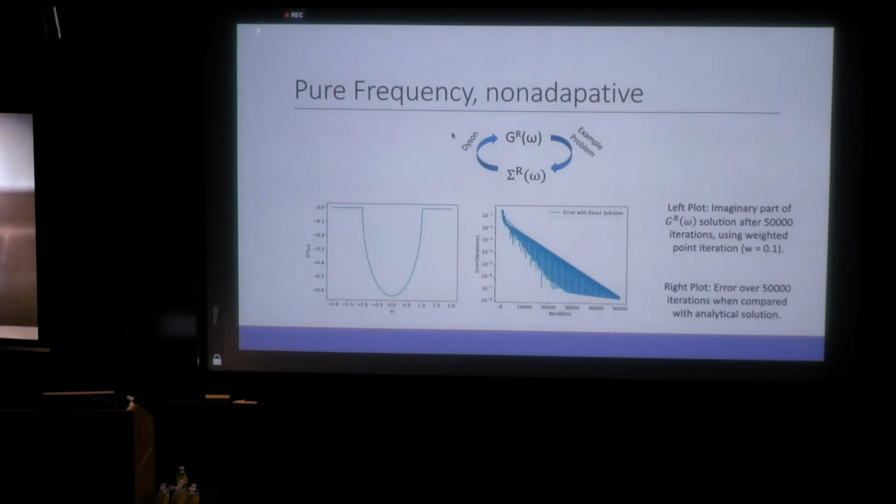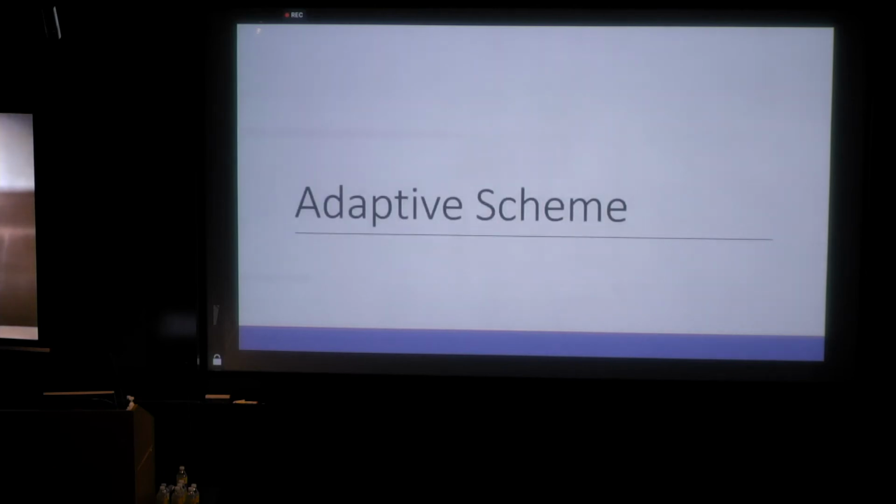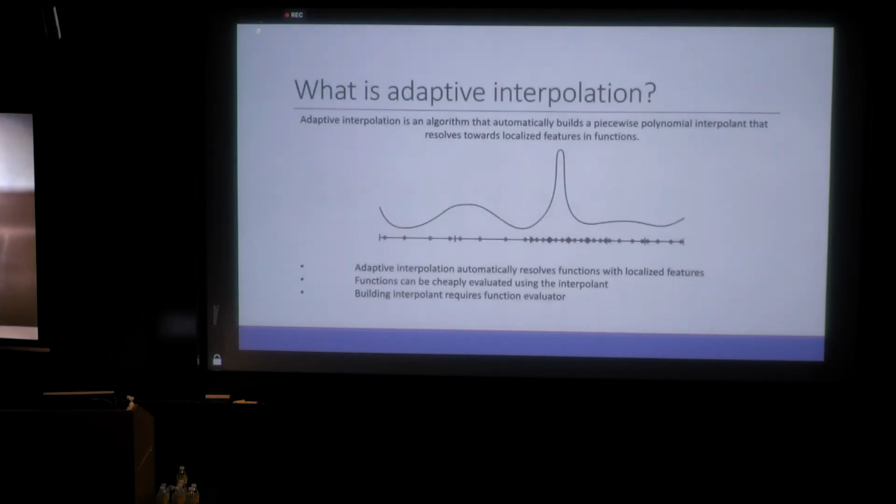Now, I did say for this method, the pure frequency method, as well as the mixed time and frequency method, these are both non-adaptive. What I mean by this is we did both of these methods on a uniform grid. But what we're interested in doing is taking this pure frequency method and applying an adaptive scheme. So what is this adaptive scheme?